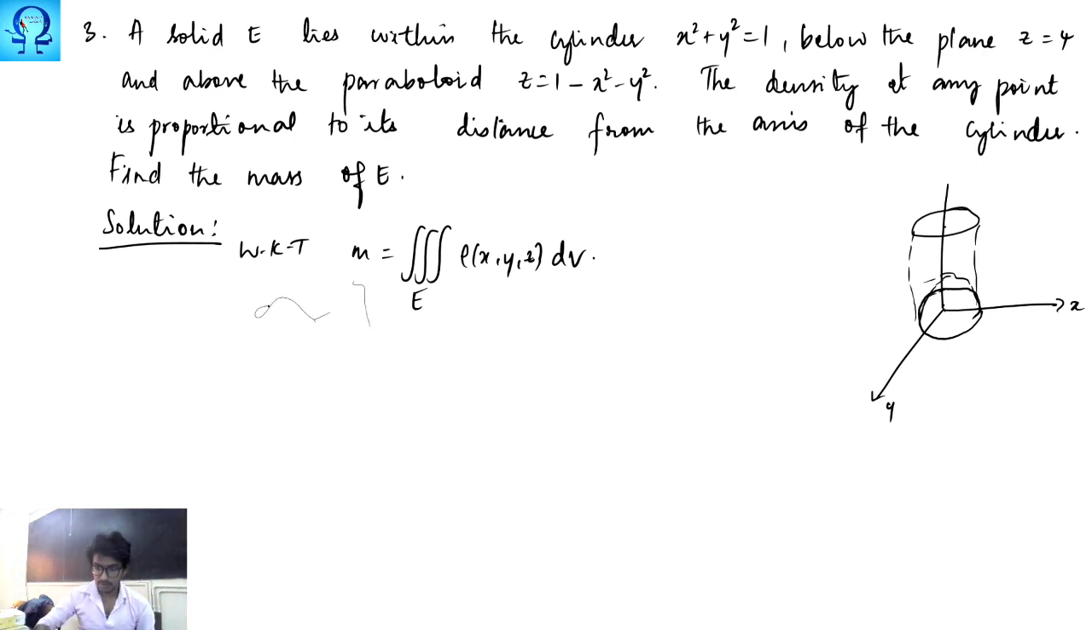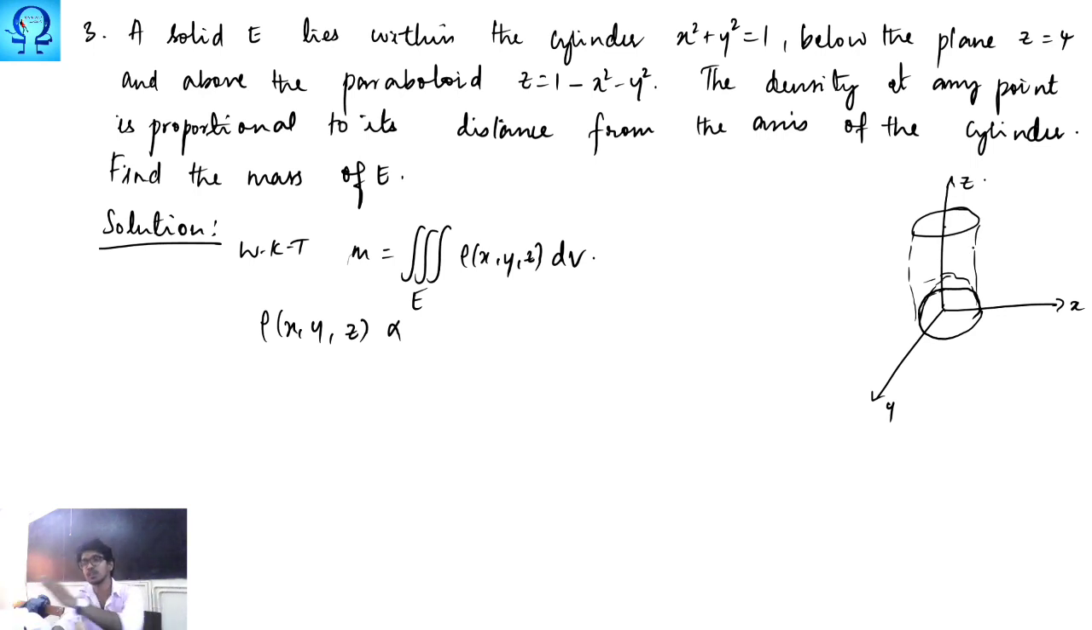Okay, so first, how are we going to do it? See to it that your z varies from where to where, and which function is to be integrated? The density at any point is proportional to its distance from the axis of the cylinder. So here, what is the axis of the cylinder? It is z. So your density is proportional to the distance from z.